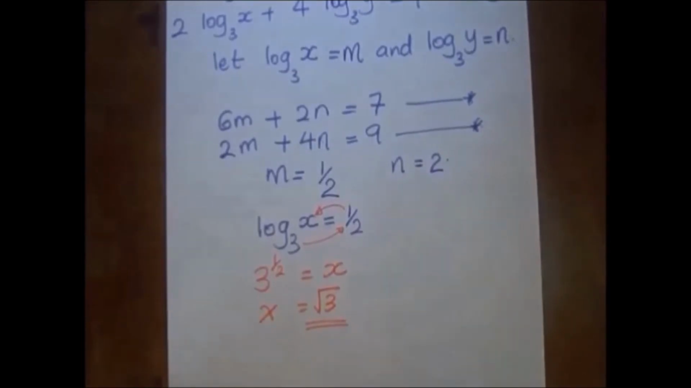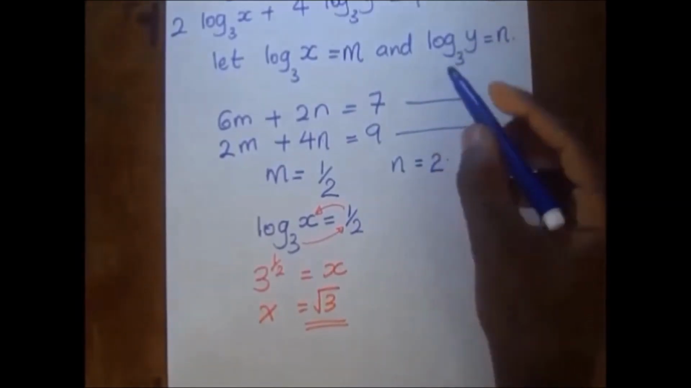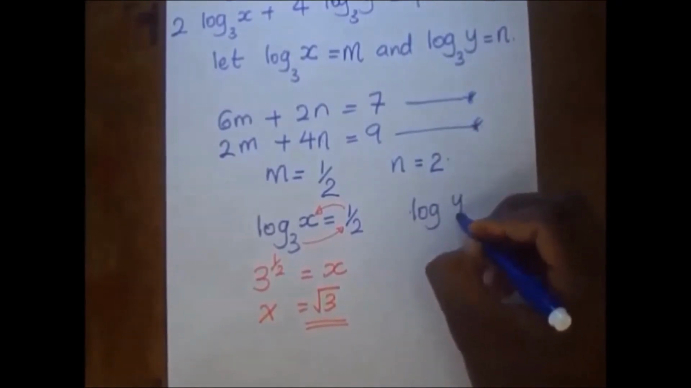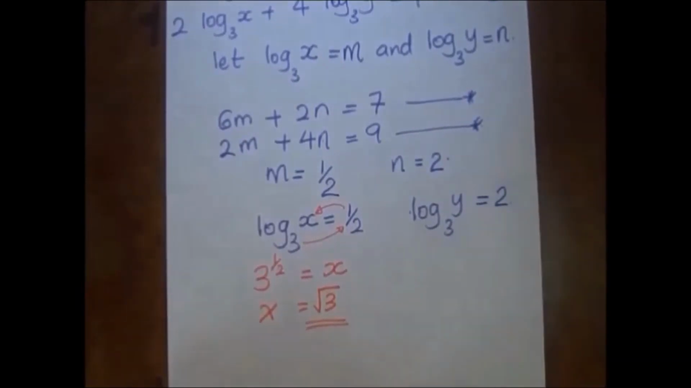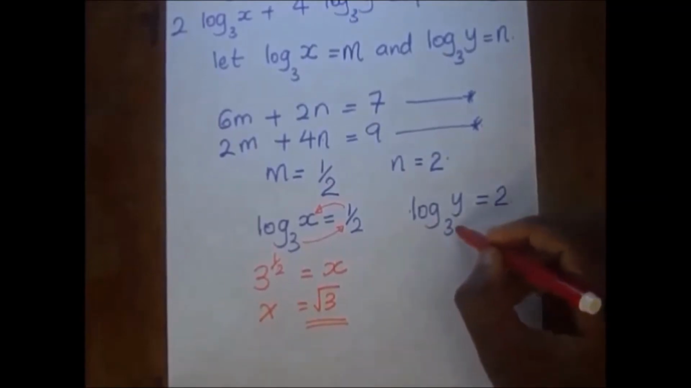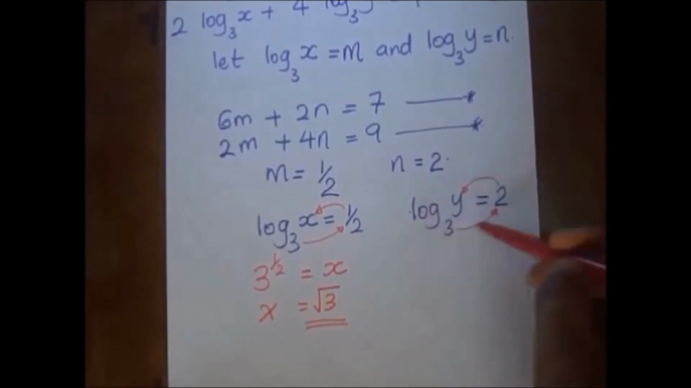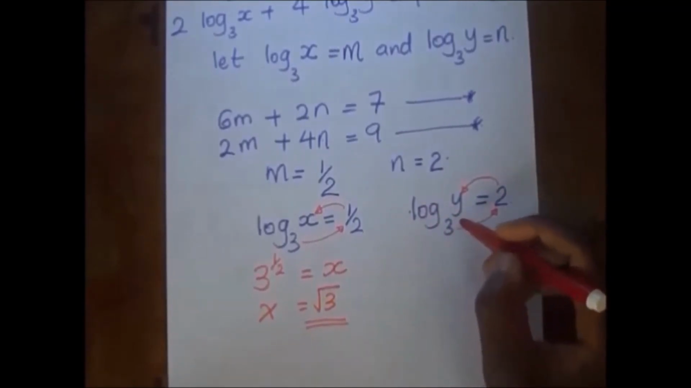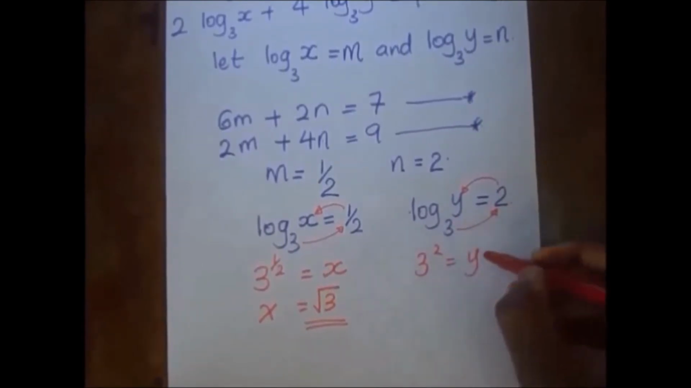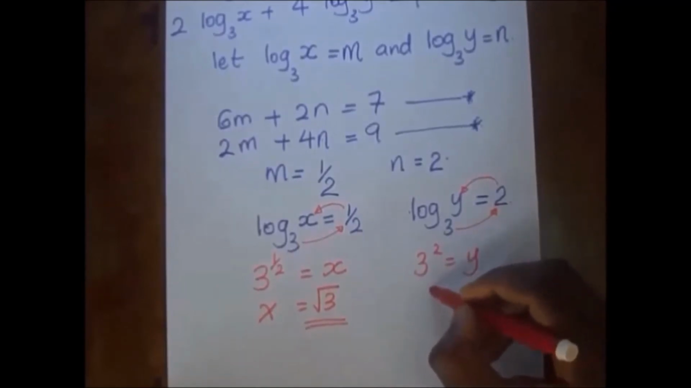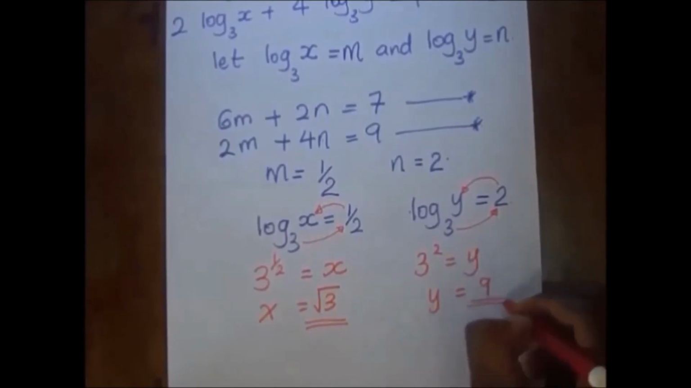We find the value of n still by substituting the value of n here. We know that n is log of y base 3. So log of y base 3 is going to be equal to the value of n, which is 2. Still, we are going to use our law of indices, where 3 to the power 2 is equal to y. This is when we are converting a log into an index. So it's going to be 3 to the power 2 is equal to y. So 3 squared is going to be 9. So meaning that our value of y is going to be equal to 9.